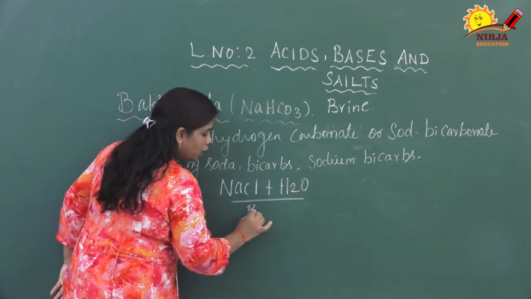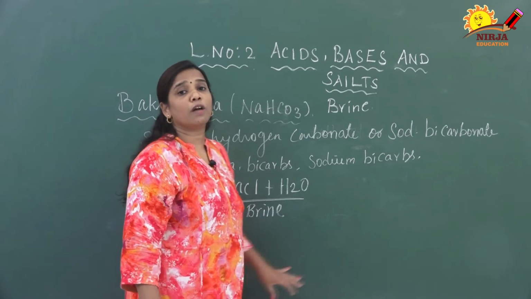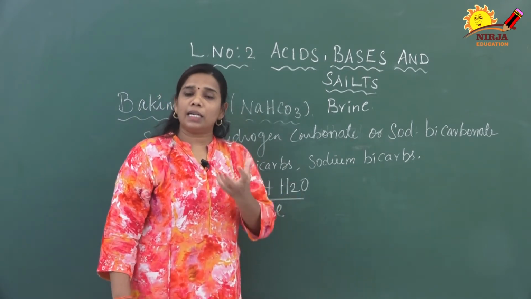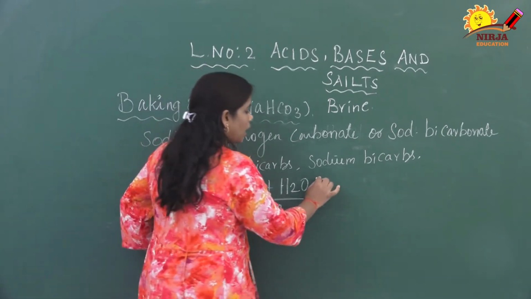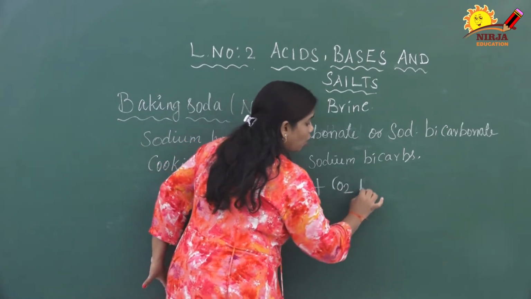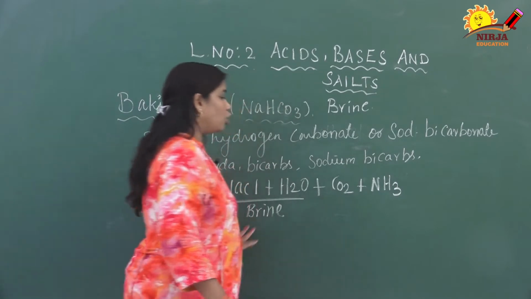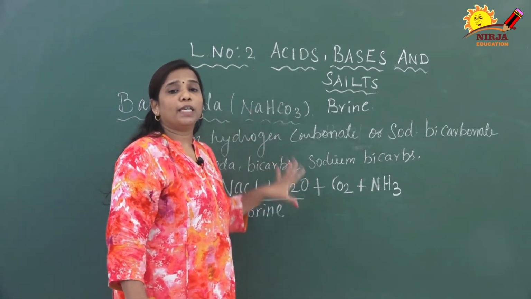Do you know what a brine solution is? The brine solution is nothing but the aqueous solution of sodium chloride. When we mix sodium chloride into water, that is called brine solution. So this we are getting from the chloroalkali process. Next one is carbon dioxide, along with ammonia. These are the 4 reactants which we use to prepare baking soda.